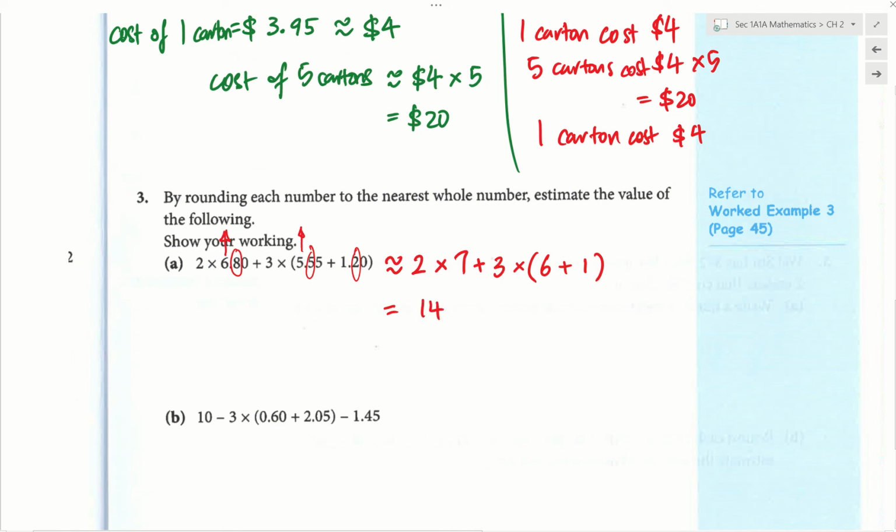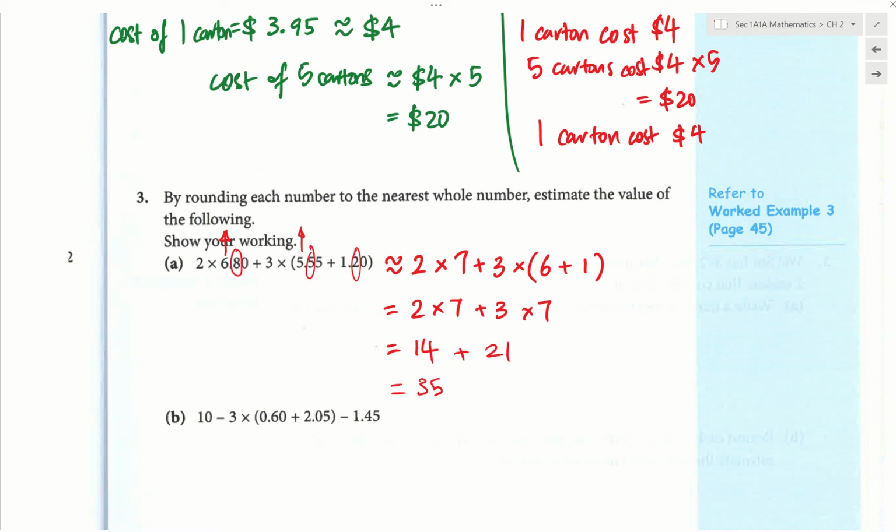Oh, yeah, I'll do the bracket first, right? Okay, never mind. We leave it as 2 times 7 first. 2 times 7 plus 3 times what is inside? 7. Okay, I don't need the brackets over here. So now I've got multiply plus multiply. What should I do first? 2 times 7, how much is that? 14. Then plus 3 times 7, how much? 21. Total? 35.